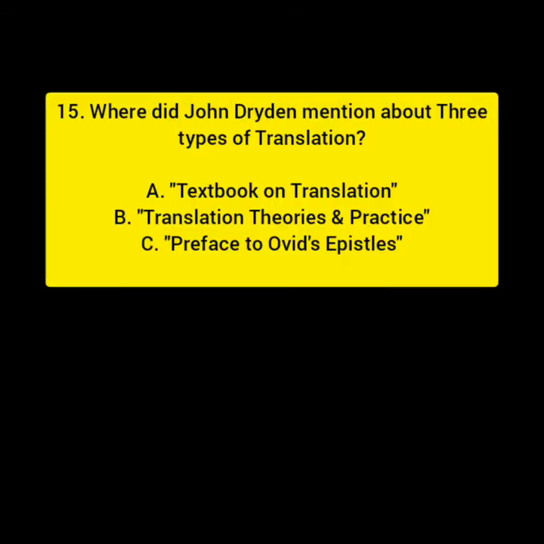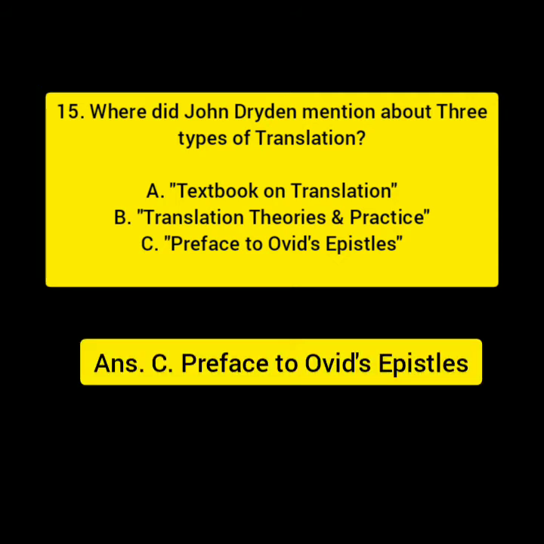Next question is, where did John Dryden mention three types of translation? And there are three options. Among the three options, the right answer is option number C, in the preface to Ovid's Epistles, John Dryden mentioned three types of translation. They are metaphrase, paraphrase and imitation.